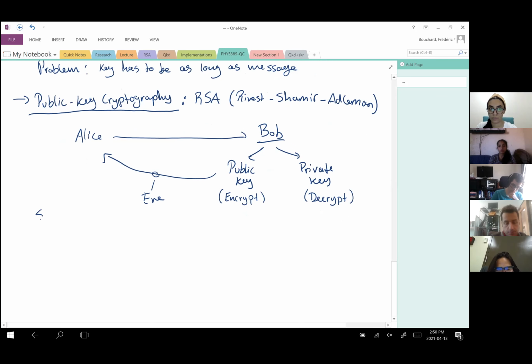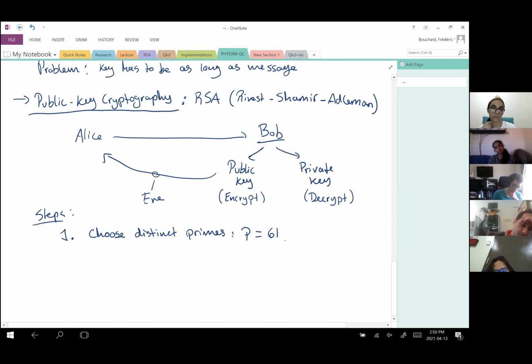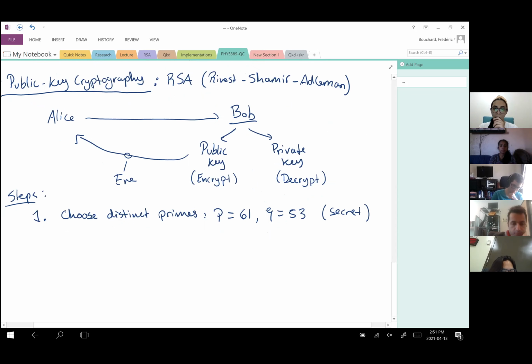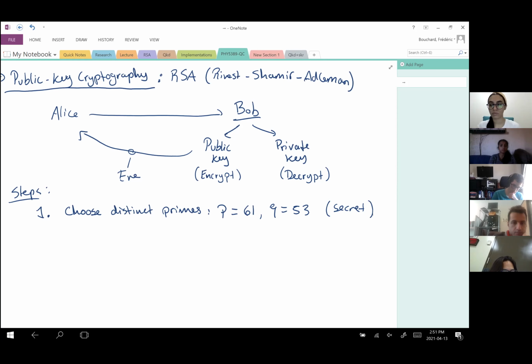So first step, you choose distinct prime numbers. So usually call them P and Q. So we'll just take P = 61 and Q = 53. And you keep those secrets. So they will be part of the secret key, of the private key. Okay. And in general, here I'm just taking two small numbers, but you want to take really, really large numbers, because as you'll see, it'll get harder to factor powers of prime numbers.